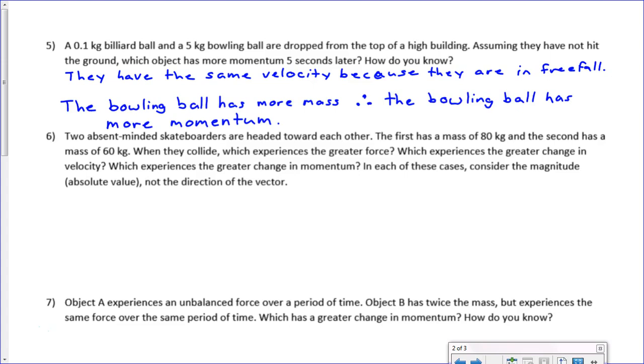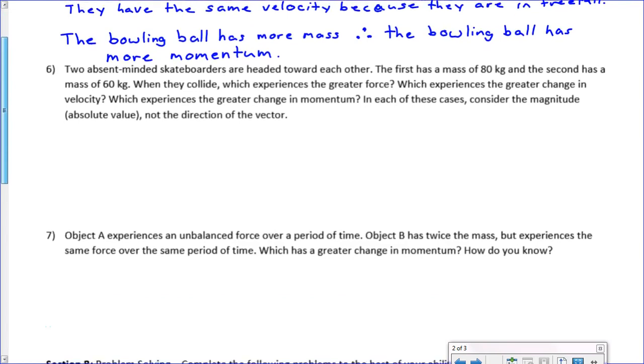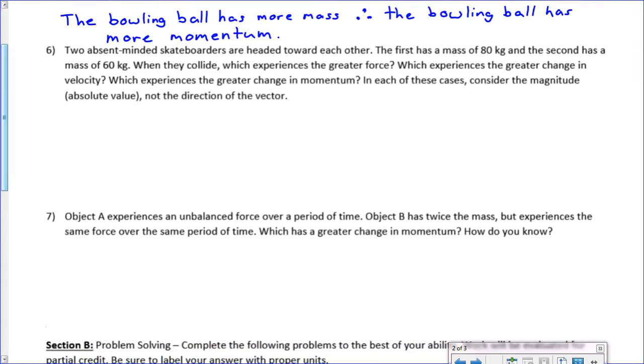All right, moving on to the next question here. It says, two absent-minded skateboarders are headed toward each other. The first has a mass of 80 kilograms and the second has a mass of 60 kilograms. When they collide, which experiences the greater force? Which experiences the greater change in velocity? Which experiences the greater change in momentum? In each of these cases, consider the magnitude or the absolute value, not the direction of the vectors.